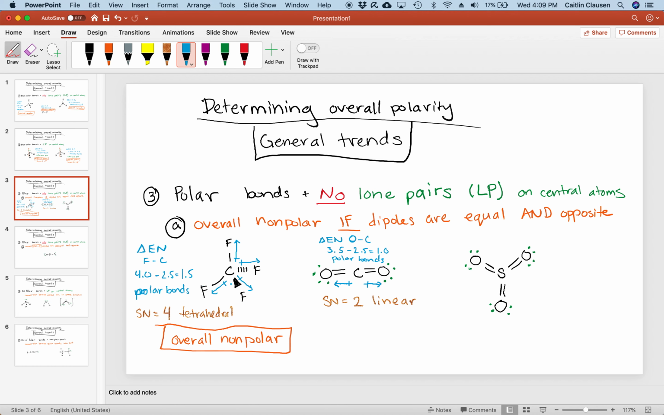Here we're tetrahedral with no lone pairs squishing the bond angles. We are at the true tetrahedral. All the bond angles are exactly the same, so they are truly equal and opposite. That means this is overall nonpolar.